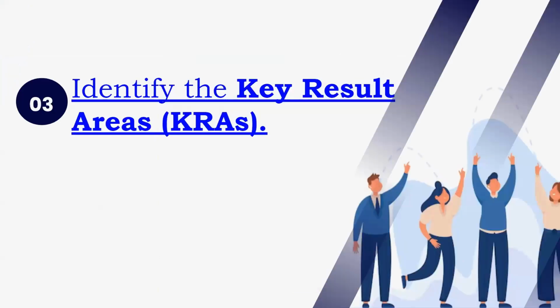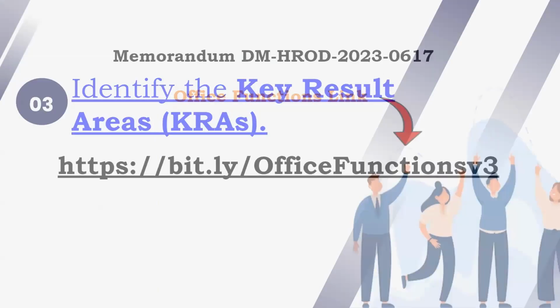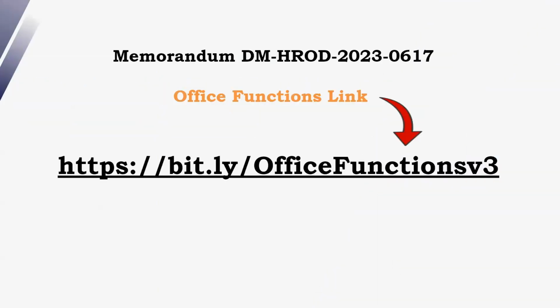Step 3, identify the key result areas or KRAs. The KRA is based on the official issuance on the Compendium of Office Functions issued through Memorandum DM-HROD-2023-0611, which can be accessed through this link, https://bit.ly/officefunctionsv3, and the overall organizational outcomes of the agency.